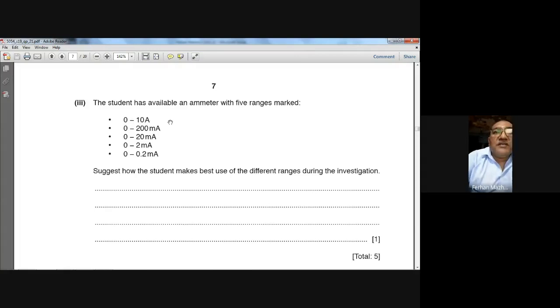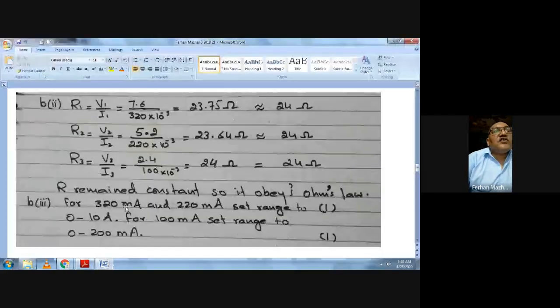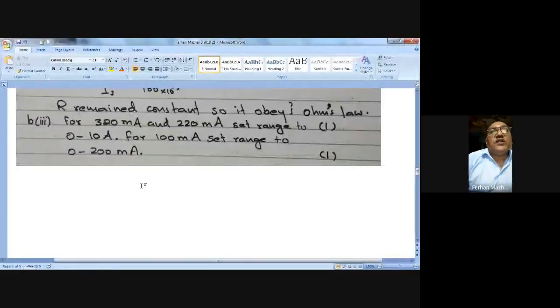And for 100 milliampere, you can use this range 0 to 200 milliamps. I have written its answer. You can see that for 320 milliamps and 220 milliamps, set the range to 0 to 10 ampere because the rest of the ranges are less than 220. For 100 milliamps, set the range to 0 to 2 milliamps. This is a 1 mark question.